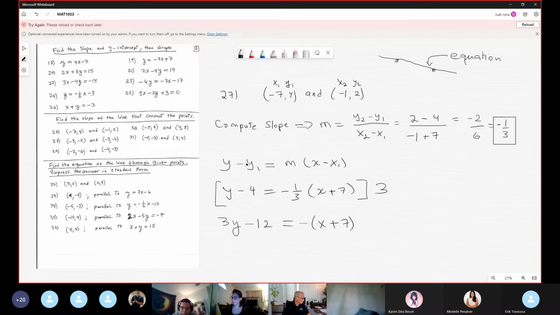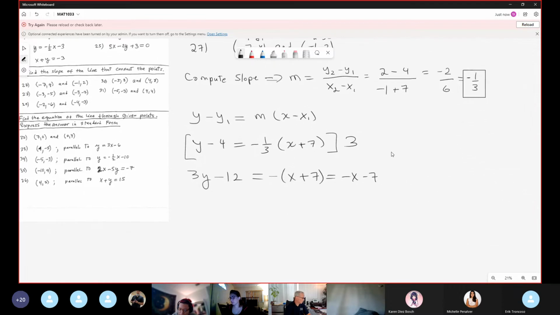Now, Eric, you distribute: negative x minus 7. At this moment, remember, we have two possibilities. Yes, Karen, you have two possibilities to express the equation of the line. Let's do it in both ways. Let's do it in standard form and let's do it in slope-intercept form. Suppose I make a decision, doing step by step, standard first.